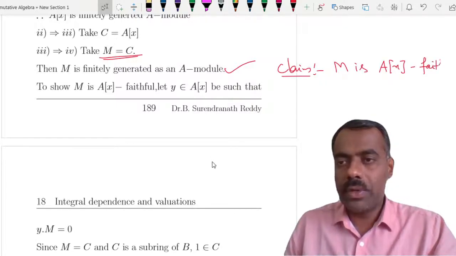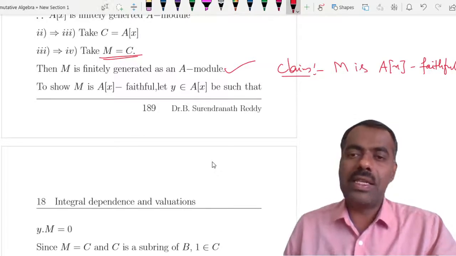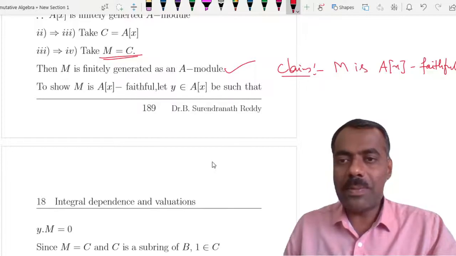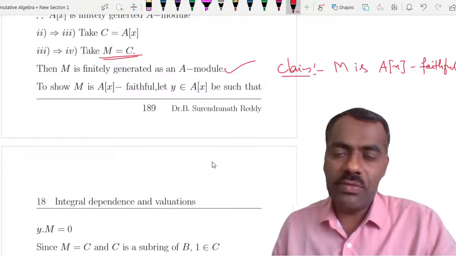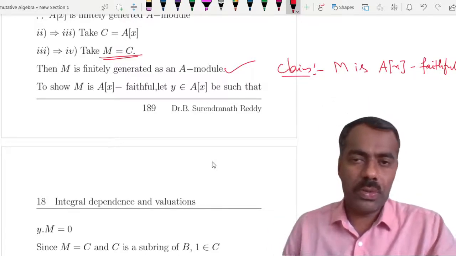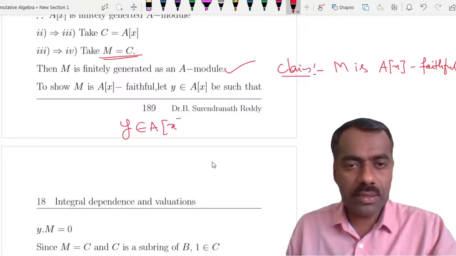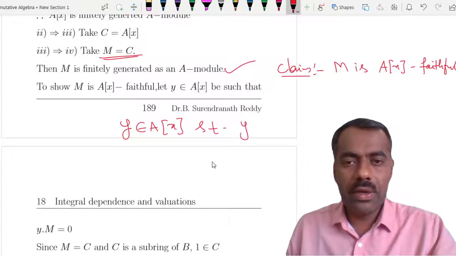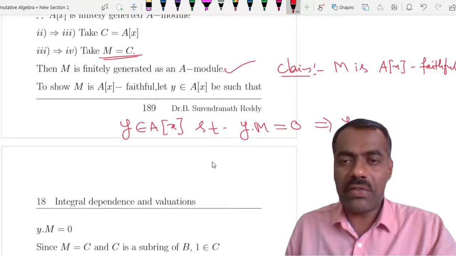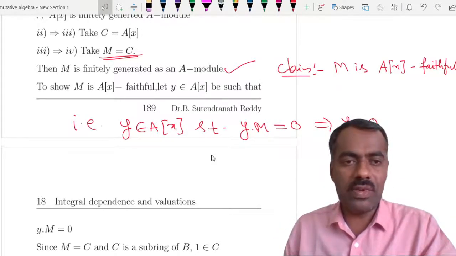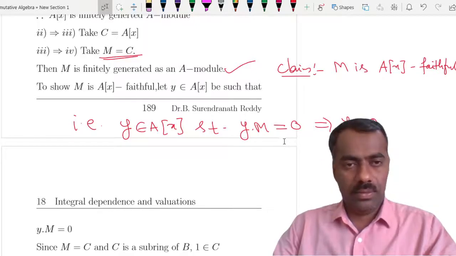An A[x]-faithful module means we want to show that if we take any element here and multiply it by M, and it is 0, then that element has to be 0. So we take an element y belonging to A[x] such that y times M is 0, and finally we want to show that y is equal to 0. If we prove that, then it is faithful.